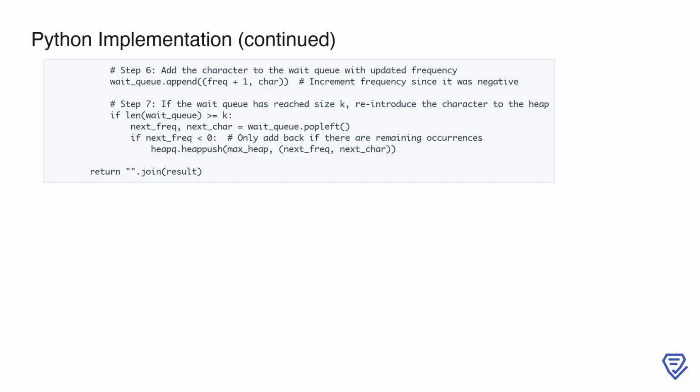If the frequency indicates there are still occurrences left, we push it back into the max heap. This process ensures that characters are spaced apart by at least k positions whenever possible.